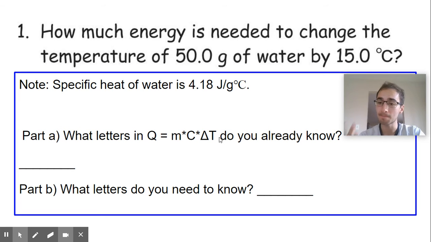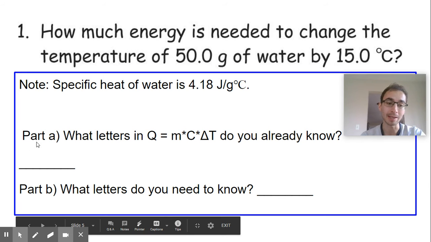And then part B, what letters do you need to know? Part A, what do you already know? Part B, what letters do you need? That should only be one letter. So part A, you should have 3 letters. Part B, you should have 1 letter.